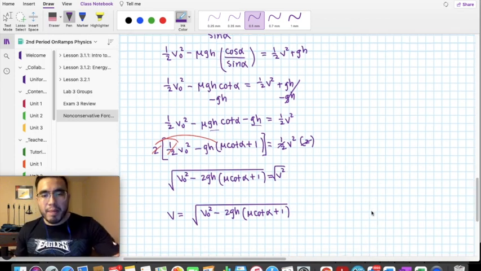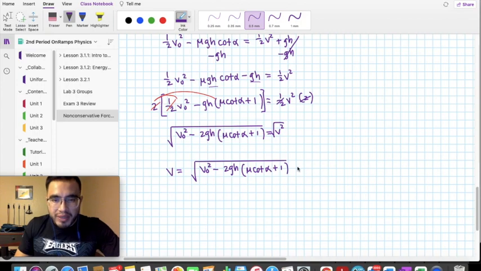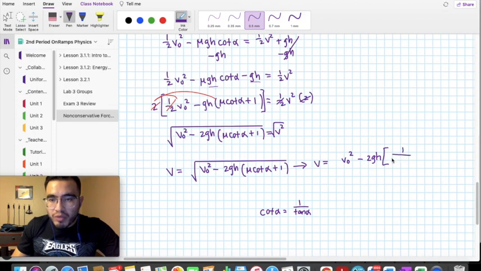Now, what if your calculator doesn't have the cotangent? Because I know decimals, they don't have it. So we can write it this way, right? The cotangent, in this case of alpha, is the same as 1 over the tangent of alpha. So that means you can write your equation. I'm going to do the square root at the end. V naught squared minus 2gh, brackets times 1 over the tangent of alpha.